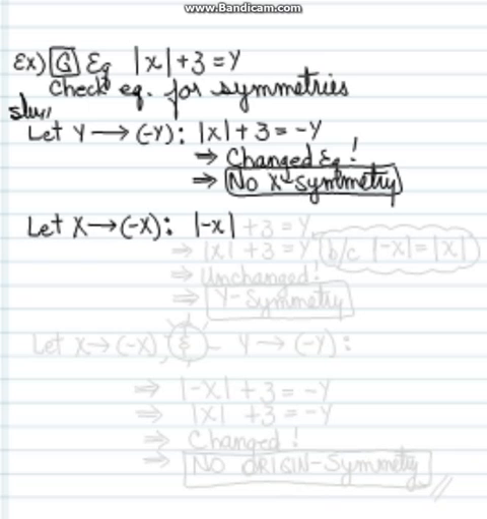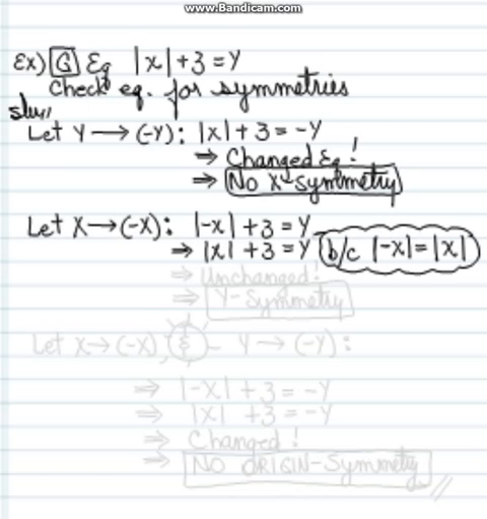Now let's check for y symmetry. Replace the x with parenthesis negative x. Absolute value of negative x plus 3 equals y. Let's simplify that. The absolute value of negative x is the same as the absolute value of x. You know that. Why is that true? That's true because absolute value makes everything positive. And that means that it looks just like our original equation, absolute value of x plus 3 equals y. This equation is unchanged when we make that substitution. And from that we conclude that there is y symmetry. In other words, there is symmetry with respect to the y-axis.